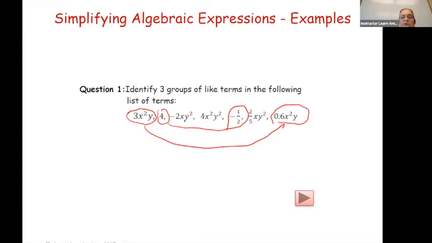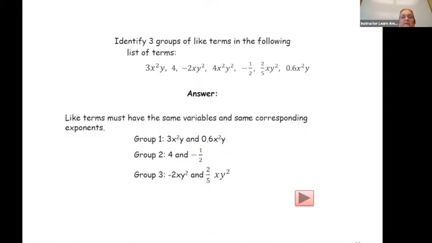And now here we have an xy squared and another term in xy squared. So this term would be like this term. And the x squared y squared term has no match, so that stands alone. So if we wanted to combine these things, we would be combining only the like terms. And here we have the like terms as specified in the previous screen, the 3x squared y and the 0.6x squared y as like terms. Also 4 and the minus a half, and also minus 2xy squared and the 2/5 xy squared.